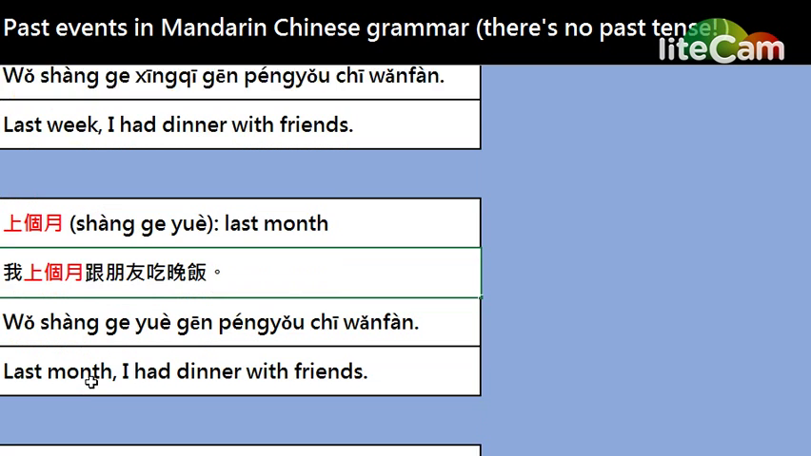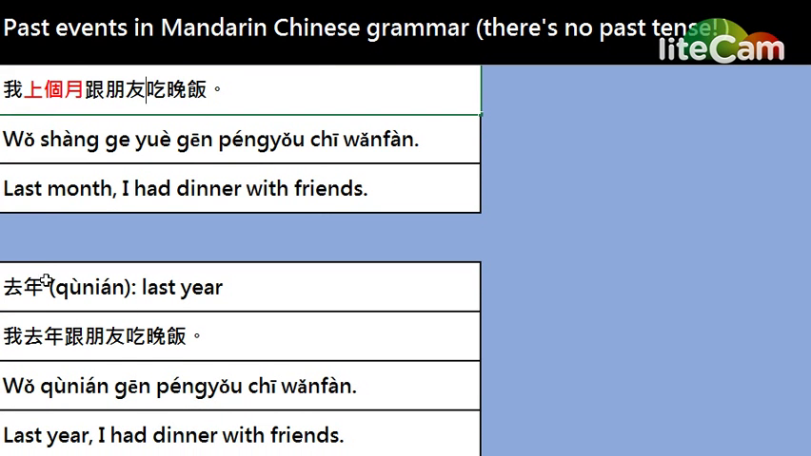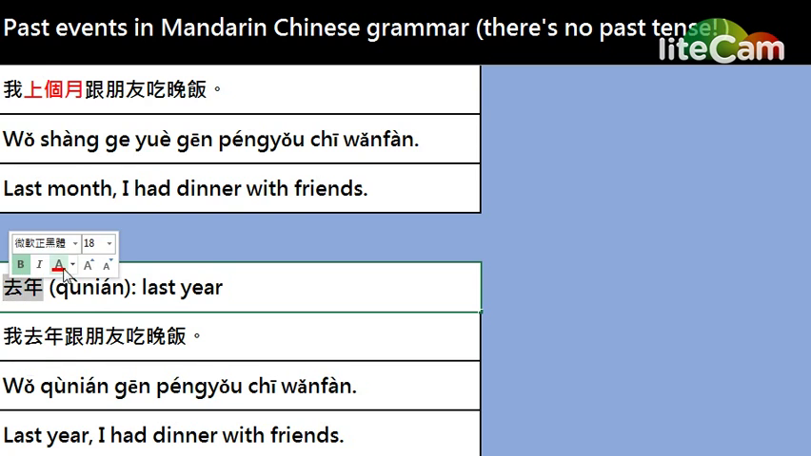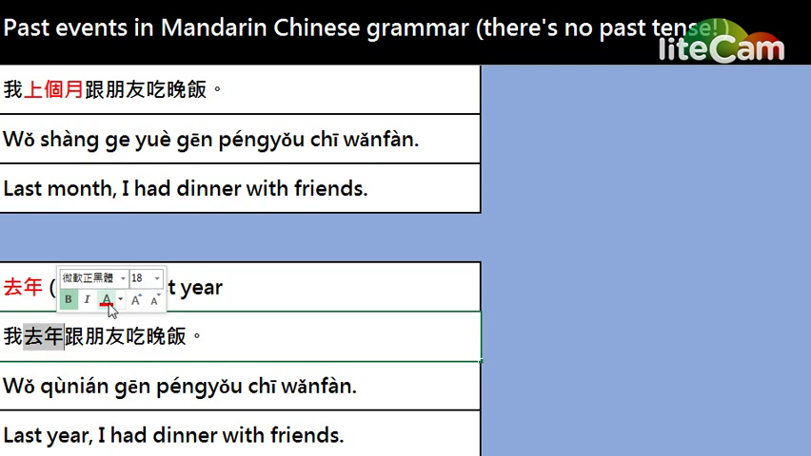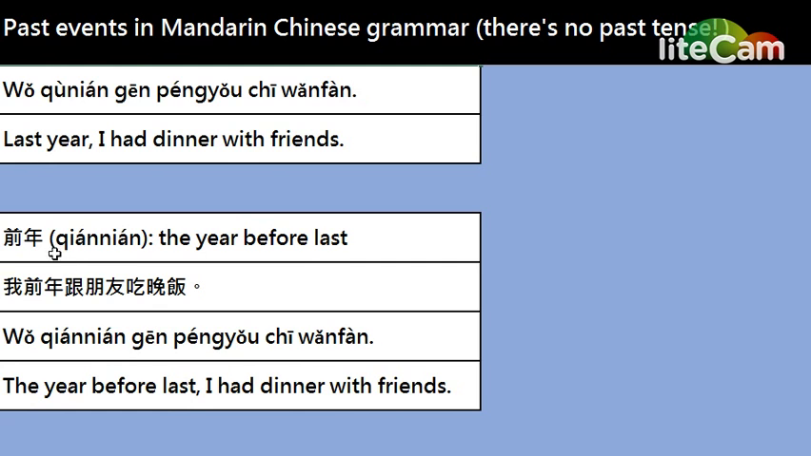上个星期. And if we say last year, it is 去年. As you can see, we only put the word 去年 in the sentence to show it is last year. And here, 前年 means the year before last. You can also see the position is the same. We just put it here, and the order of the rest of the sentence stays unchanged.